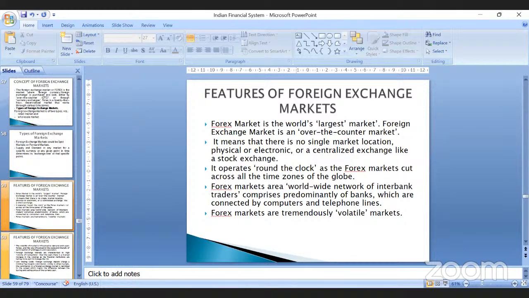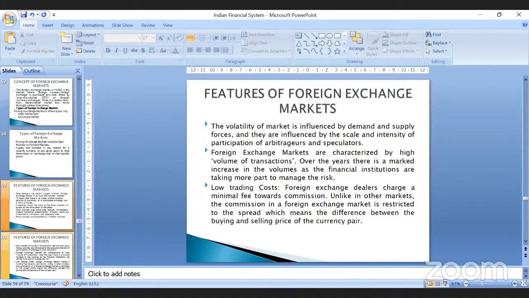One of the greatest features of this forex market is that it is tremendously volatile. That is, it is subject to very frequent changes, and very quickly. That's the reason they are considered to be the most volatile markets.